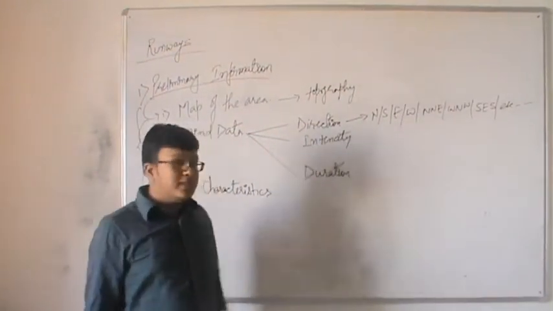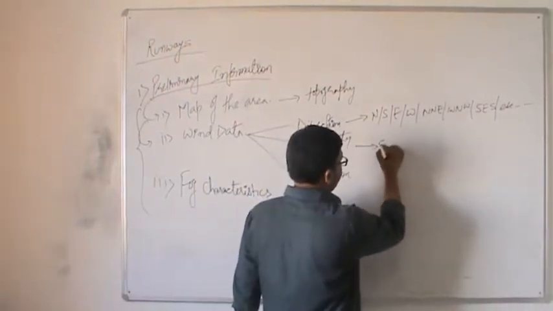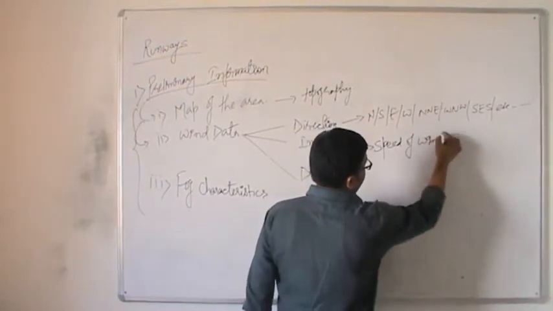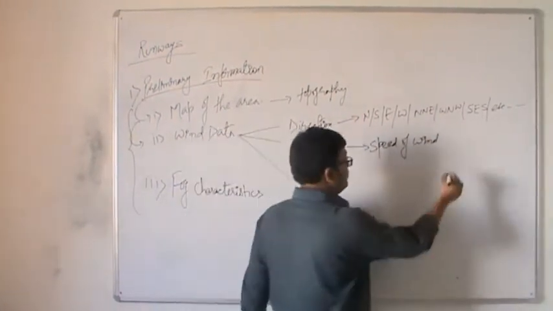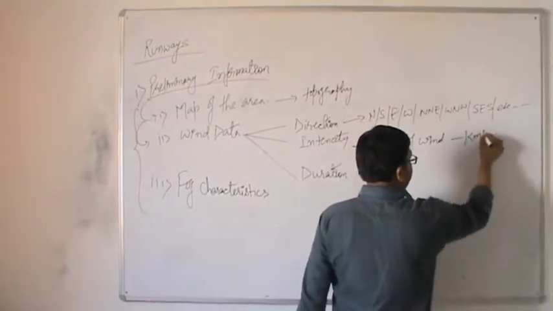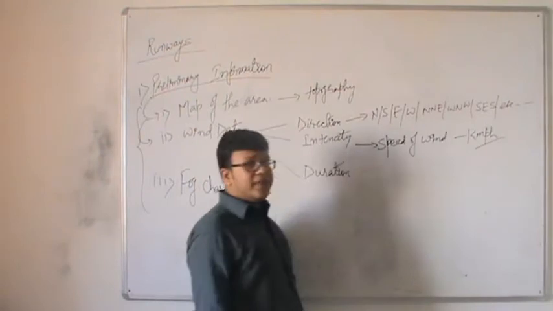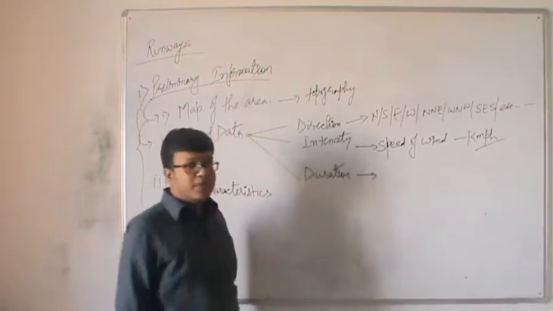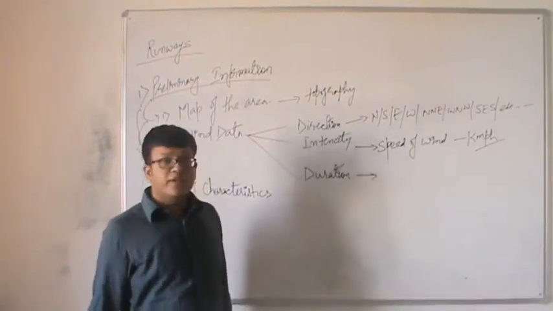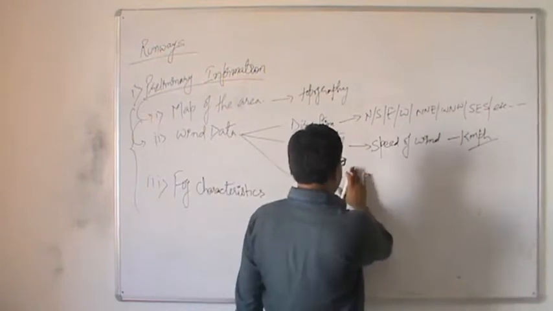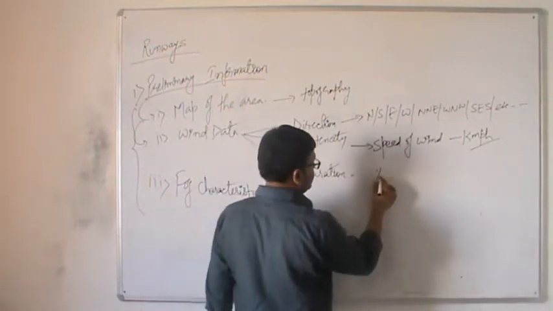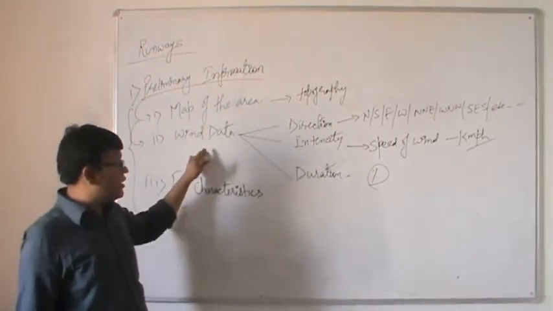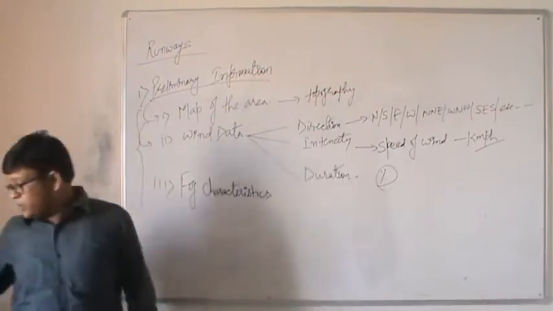Then we have the intensity. Intensity is nothing but the speed of the wind, which we generally measure in terms of kmph. Then the duration: this is the percentage time and area for which the wind is blowing in a particular direction. So that is the wind duration, and we represent this duration in terms of percentage of time. These are the three types of data we want within the wind data category, and last is fog characteristic.